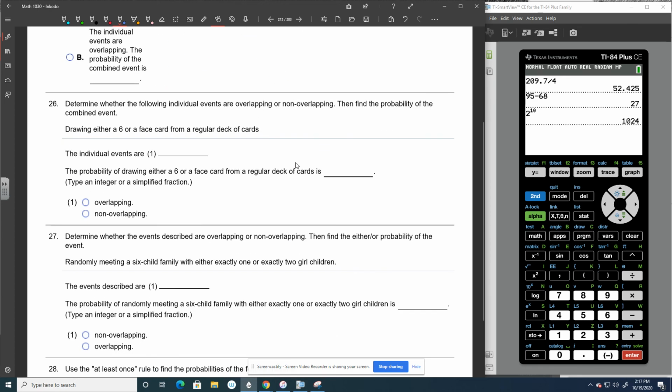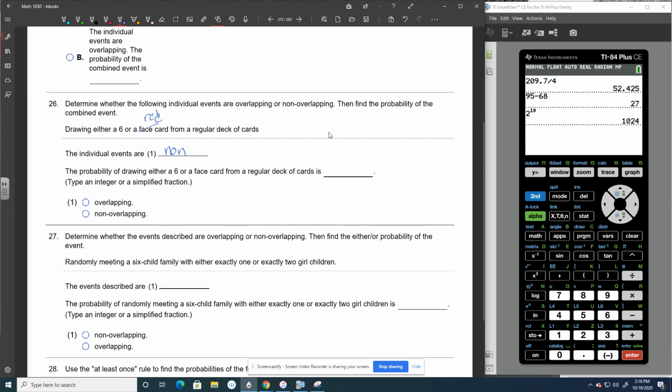26. Determine whether the following individual events, so same idea, are overlapping or not: drawing either a 6 or a face card. Well, 6s and face cards are not the same type of cards, so these are non-overlapping for sure. If this had said a 6 or a red card, those would be overlapping.